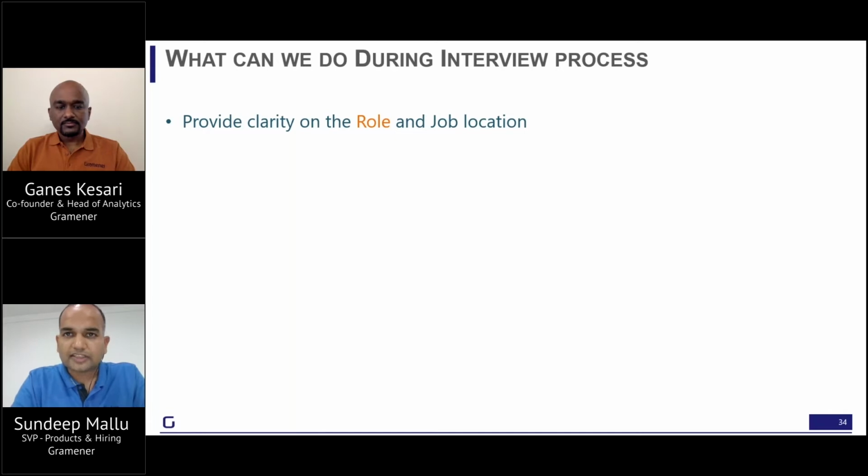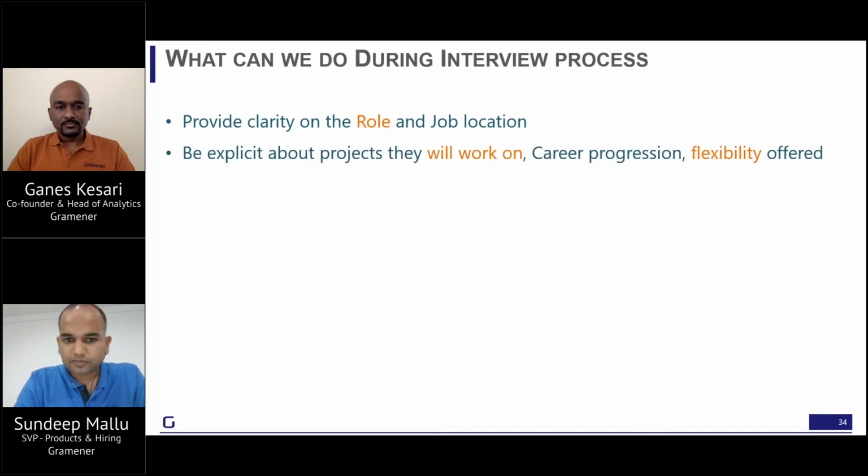It's no longer their skill that is being evaluated. The recruiter or the hiring organization is now trying to impress upon the candidate. Being very explicit about what kind of work they will be doing, what kind of career progression they can expect, and most of all, what kind of flexibility is offered in your role.